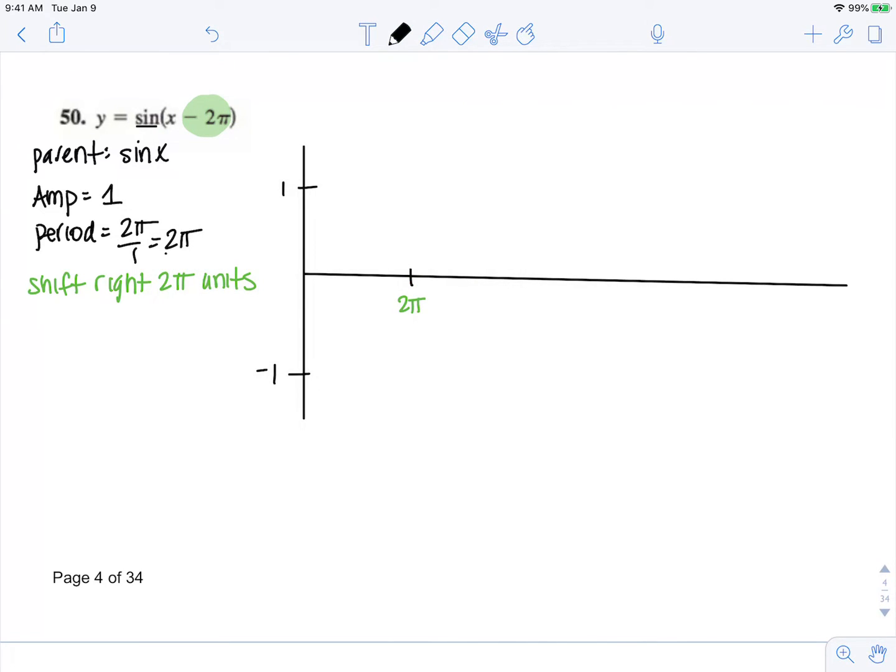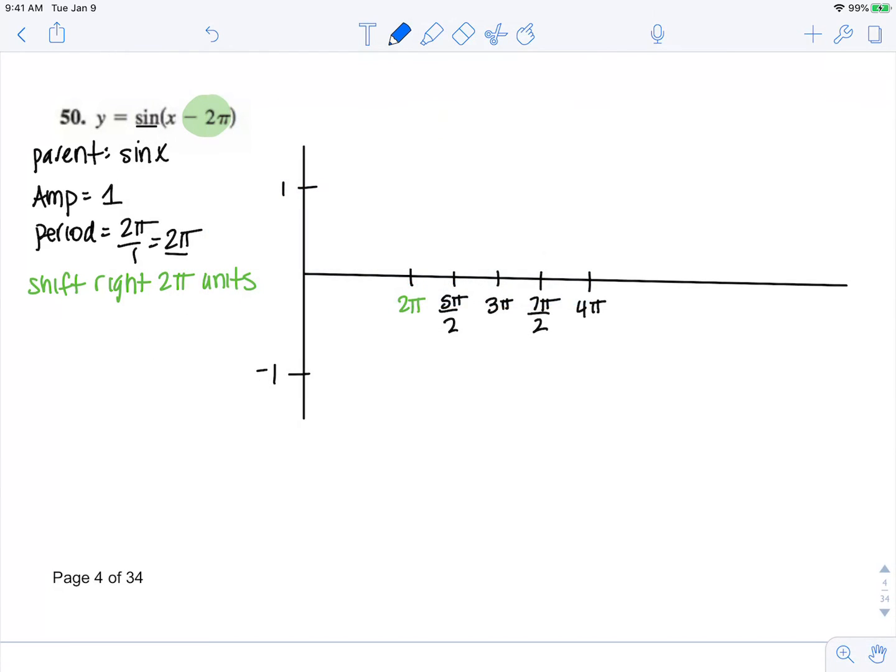Now, if my period of 1 full revolution is 2 pi, I add 2 pi to this 2 pi to make 4 pi. Now, within that period, it's broken into 4 subintervals. First, I split it in half, 3 pi. The middle of 2 pi and 3 pi is 2 pi plus 3 pi divided by 2, 5 pi over 2. The middle of 3 pi and 4 pi is 7 pi over 2.